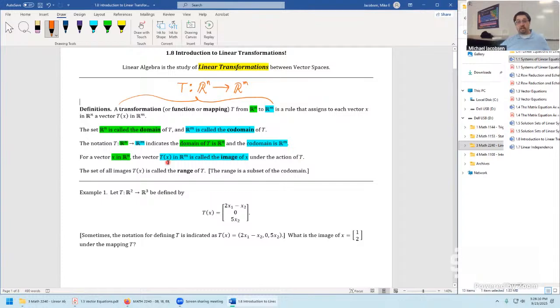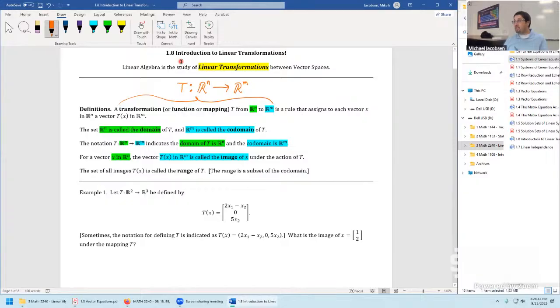It's just a value in the range. The range is the set of all outputs. That's a subset of the codomain. Sometimes the range is exactly the codomain. Sometimes there are vectors inside the codomain that you can't map to from T. So there are potentially non-range elements, depending on the mapping. That's a lot of definitions all at once. Part of the goal of section 1.8, the introduction to these, is just to get used to this terminology.